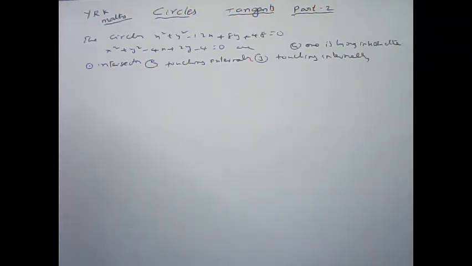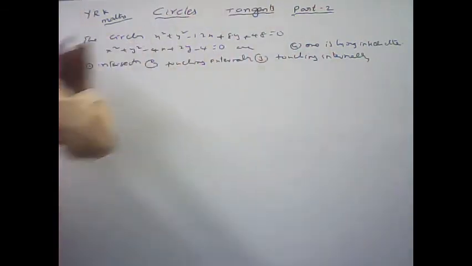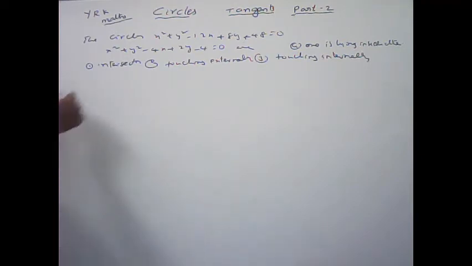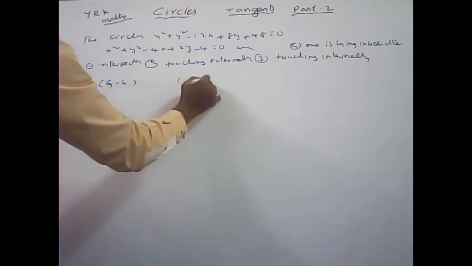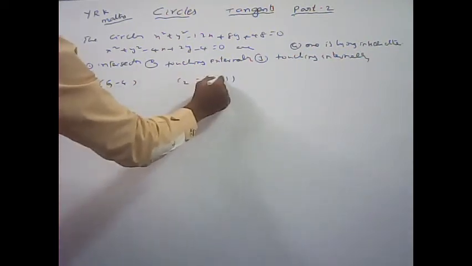Here two circles are given. How can we say whether both are intersecting, touching externally, touching internally, or one circle completely lies inside the other? How to say this? It depends upon the conditions only. First we can write each and everything. The center of the first circle is (6, minus 4), and the center of the second circle is (2, minus 1).